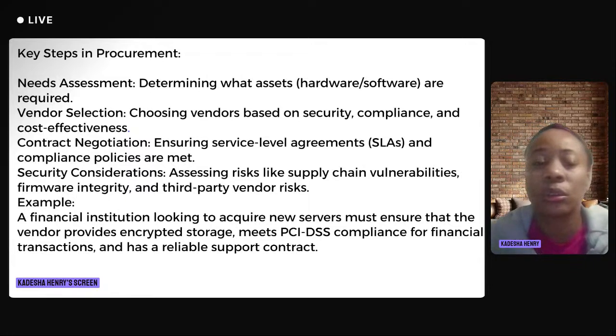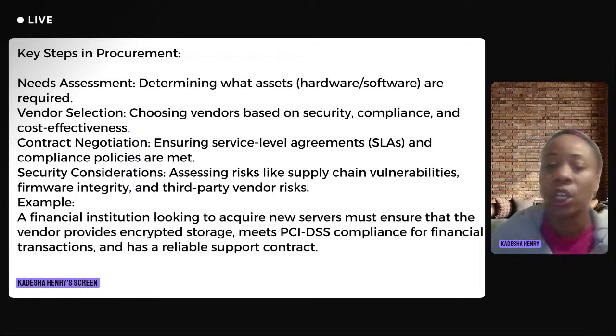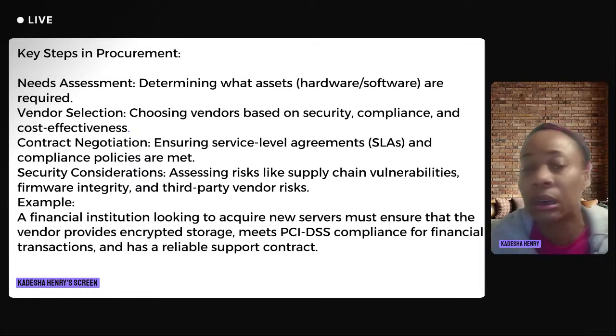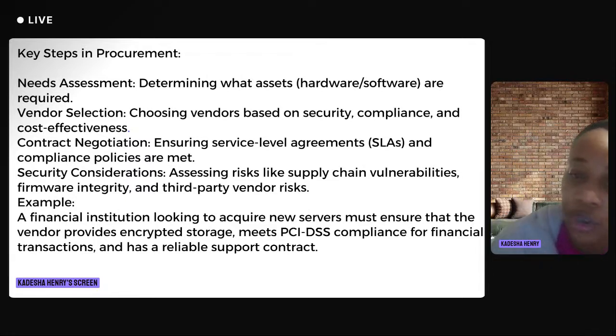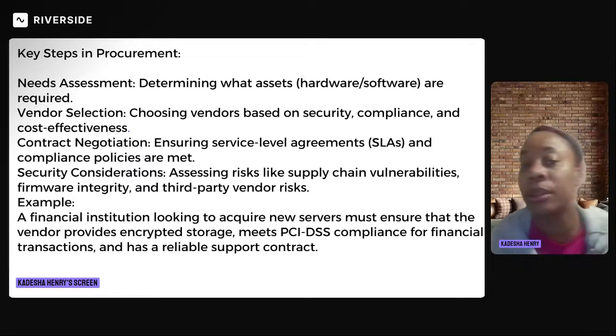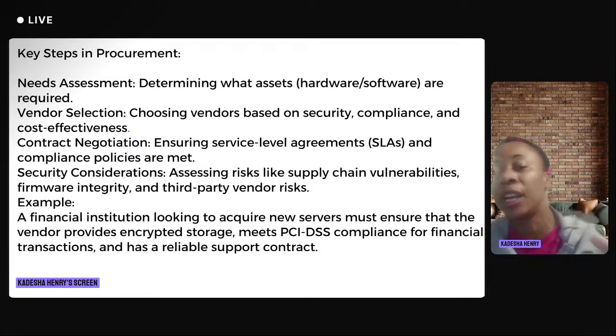And then you go a little further to vendor selection, right? So we talk about vendor selection. Who are you going to buy this product from? Choosing a vendor based on security, compliance, and cost effectiveness. Who are you going to buy your equipment from to start the business that you want? Are they in compliance? Are they cost effective? Do the vendors vet the people that they are buying their product from?